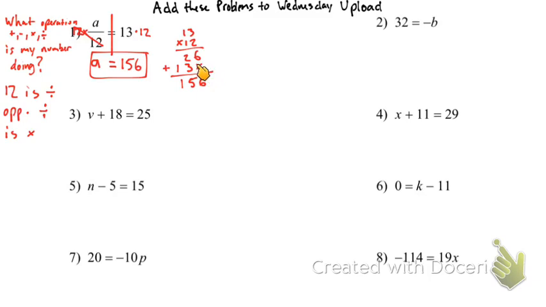Yeah, and then here I put a placeholder. You could put 0, but you want to skip a space. And I did the next bottom number. 1 times 3 is 3, and then 1 times 1 is 1. Cool?